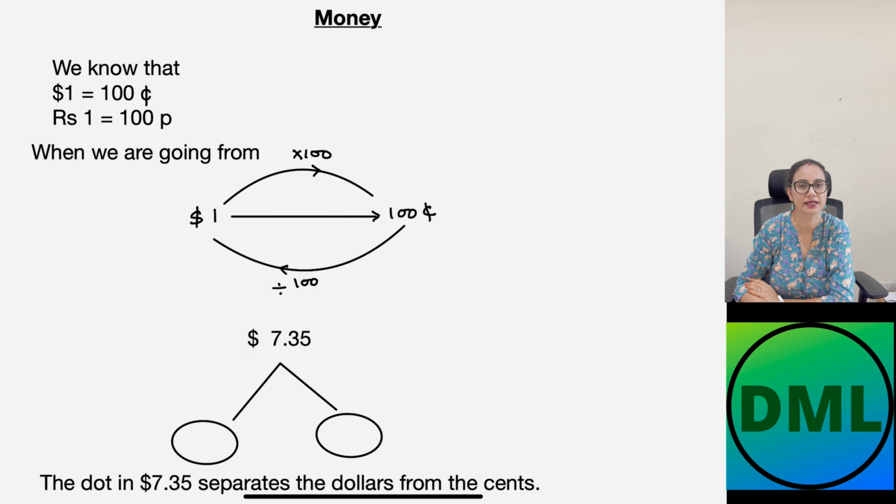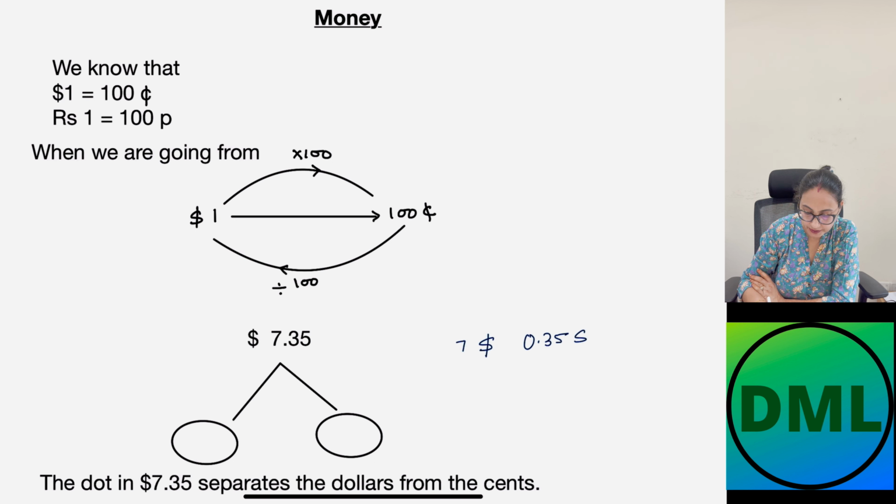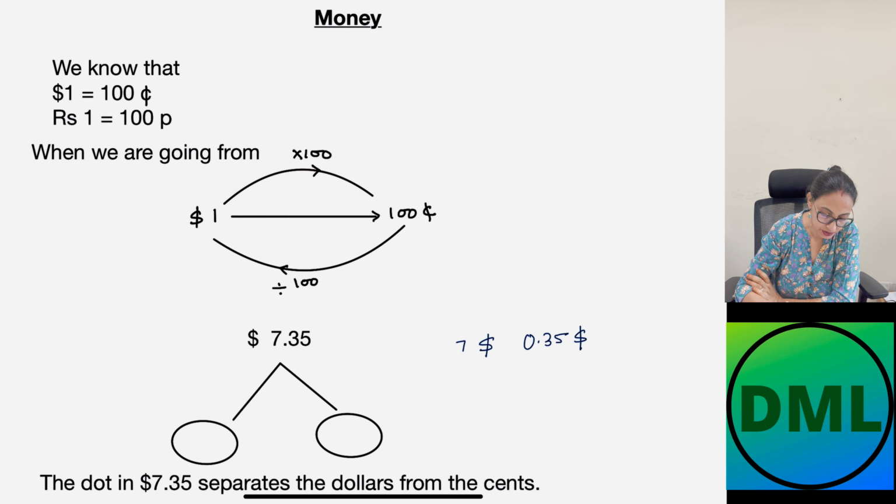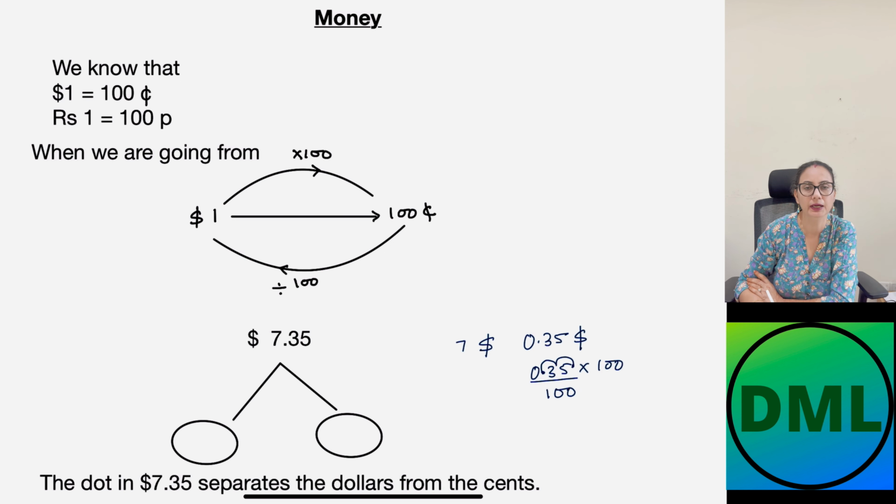$7.35 into dollars and cents together. This will be written as $7 and $0.35. How do I convert $0.35 into cents? I'm going from bigger unit to smaller unit. I need to multiply that with 100. Let's do it here. 0.35 multiplied by 100. If I have to remove this decimal, that means I have to move this decimal 2 units right, it means that I have to write 100 in the denominator. So this 100 will get cancelled from here and you will get 35 cents.